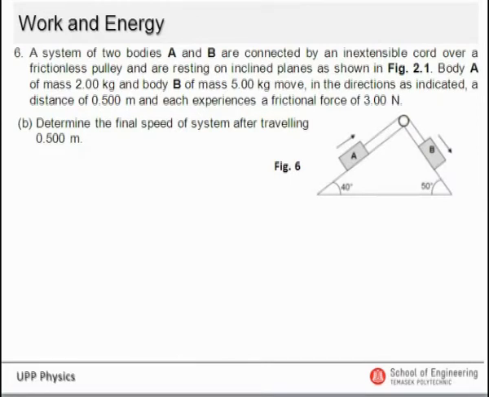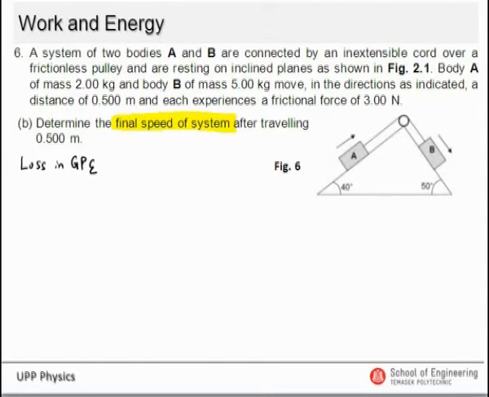Now, how should we proceed to solve the second and final part of this question? Well, the question asks for the final speed of the system after traveling 0.5 meter. Now, from the previous part of the question, we know that there is a loss in GPE in the system.